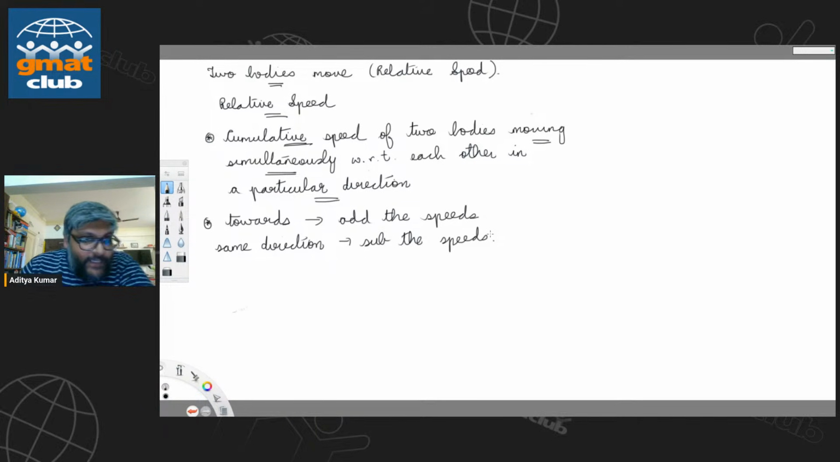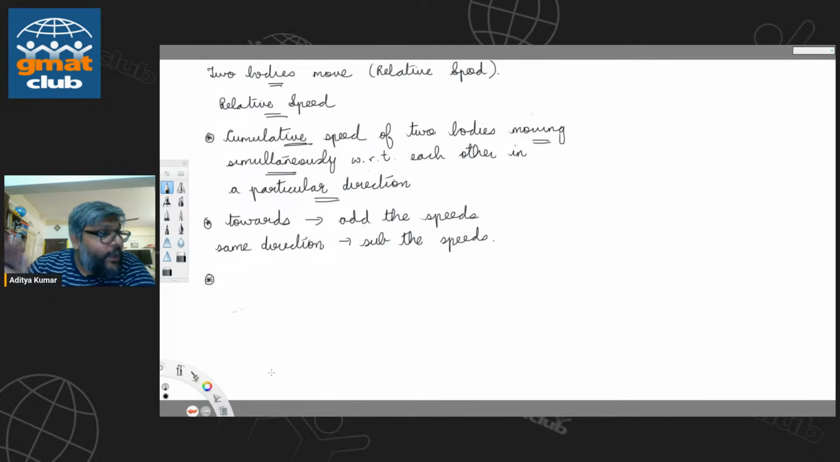Okay. So when you're moving towards each other, add the speeds. When you're going in the same direction, subtract the speeds. Why? We will look at it in a visual explanation after this. When you're working with relative speed, it is important that you have simultaneous motion between the objects. You cannot use the relative speed if you do not have simultaneous motion.